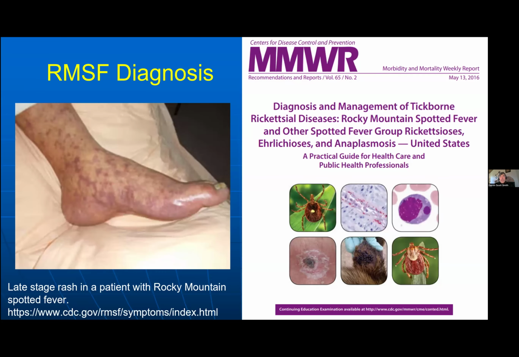And this is the most recent publication that really goes into the detail about diagnosis and management of tick-borne rickettsial diseases, in particular Rocky Mountain spotted fever. And this is from the CDC in 2016 and is a really good 48-page summary of what we know and what to do.